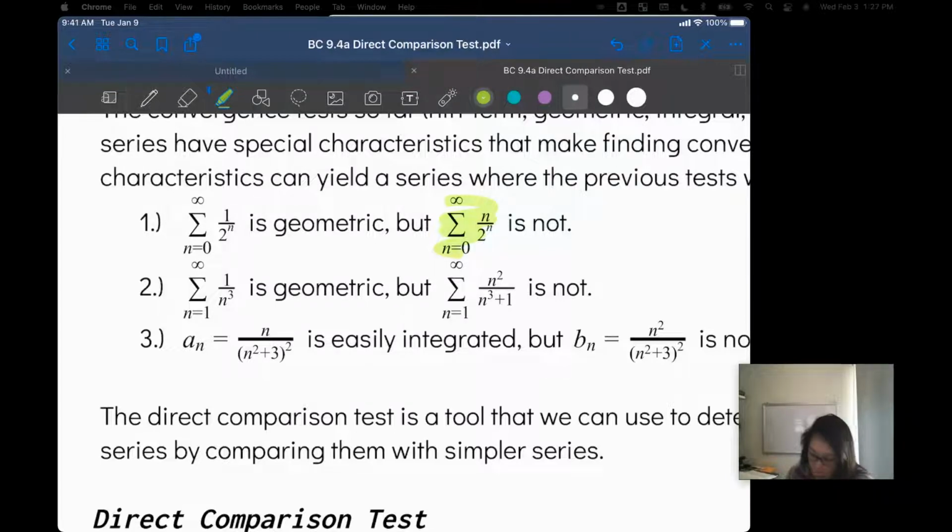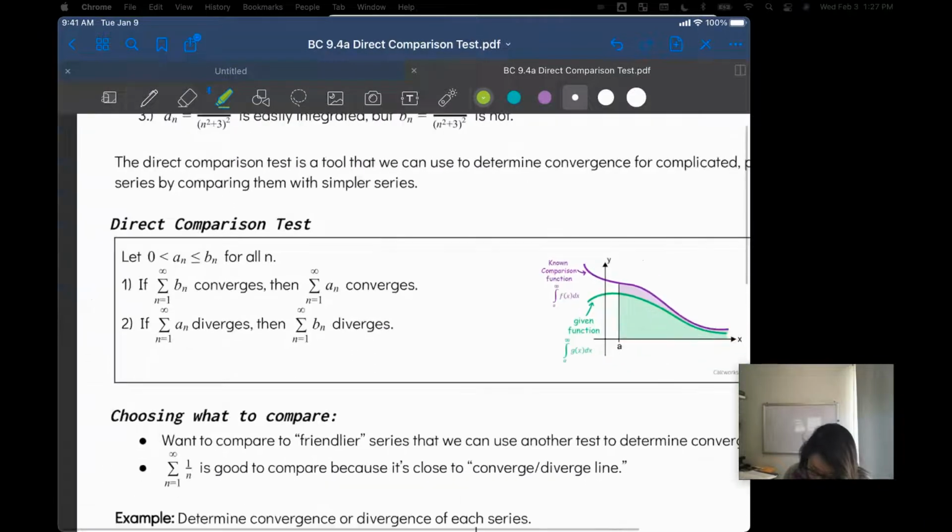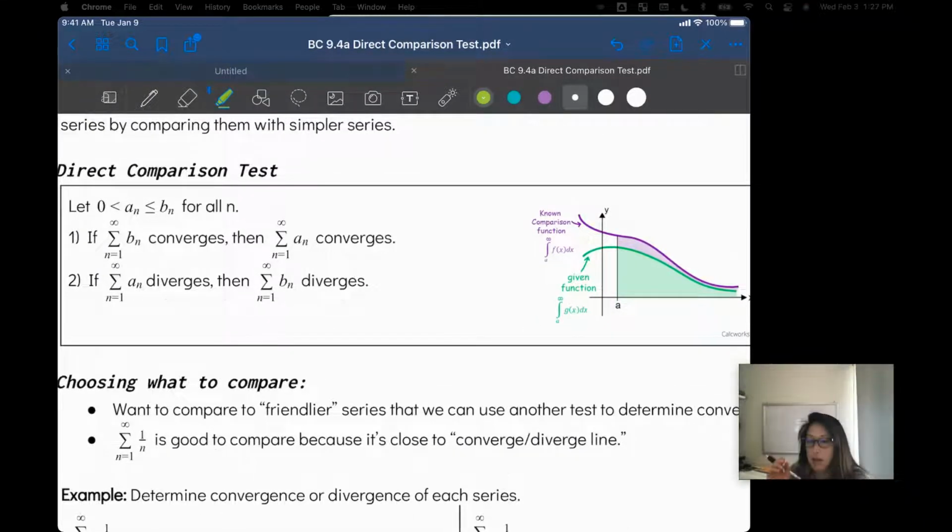Okay, so the direct comparison test is one shortcut for us to see if our series converges or diverges. If we know our sequence a sub n is between another sequence and 0, then we can use two rules to help us figure out convergence or divergence. The first is, if the series b sub n converges because it's larger than a sub n, then a sub n will also converge.